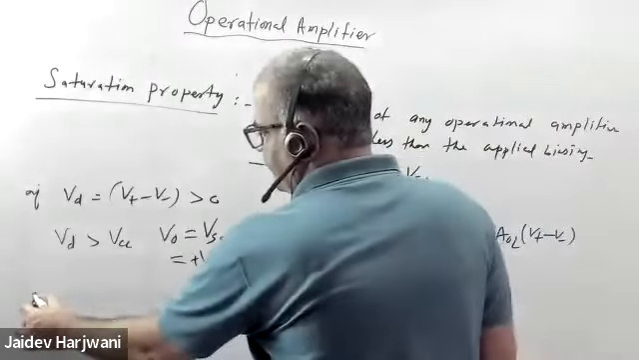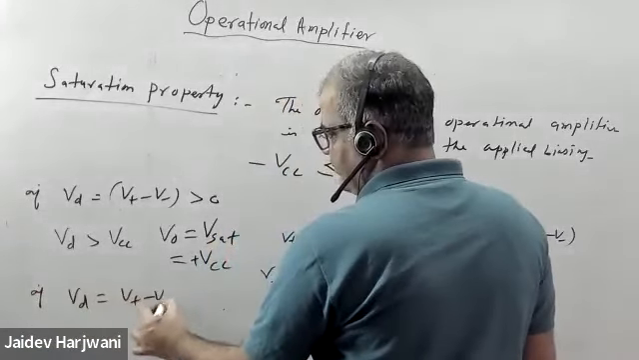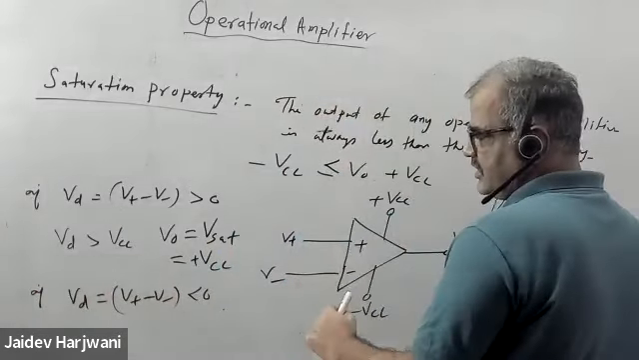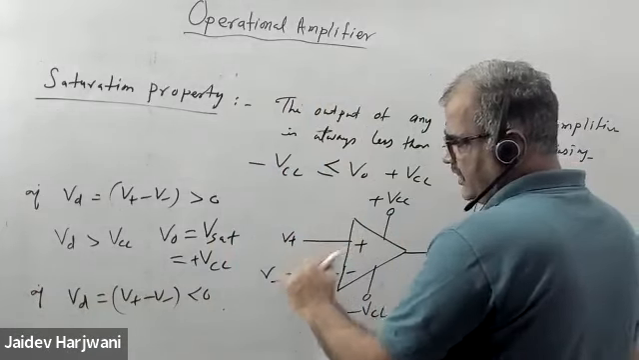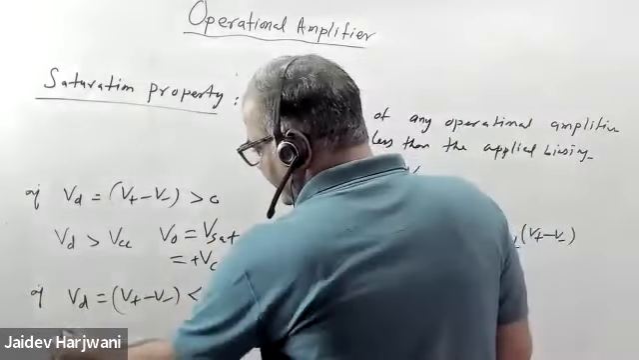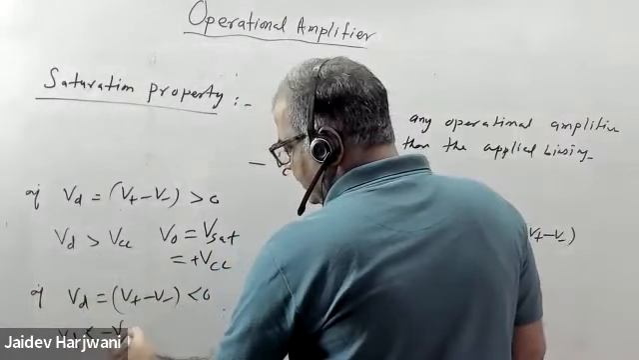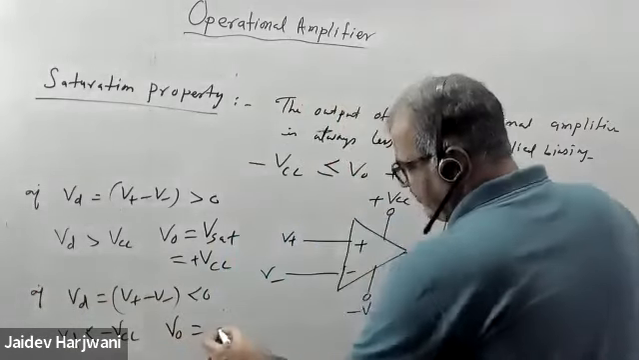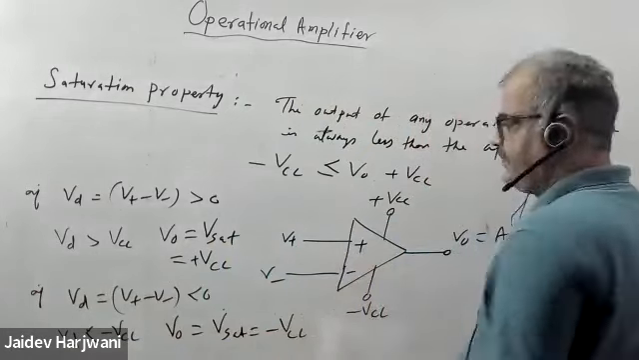Similarly, if my difference V plus minus V minus is negative, that means here is the higher potential, and I'm applying a difference of voltage. In that case, if VD is less than minus VCC, then again your V naught will get saturated, and it will saturate to minus VCC.